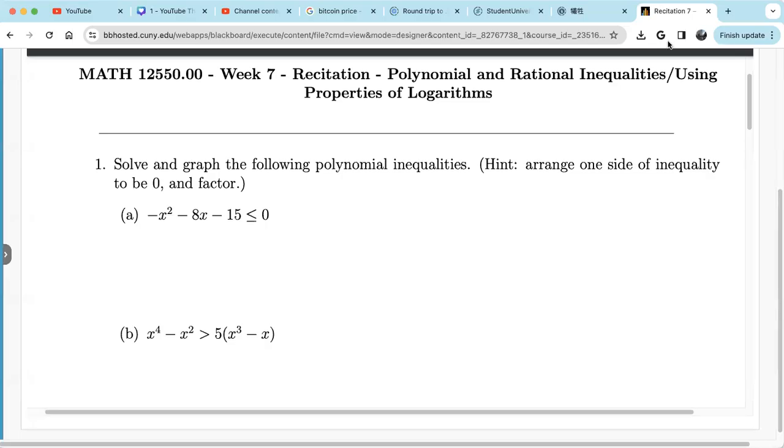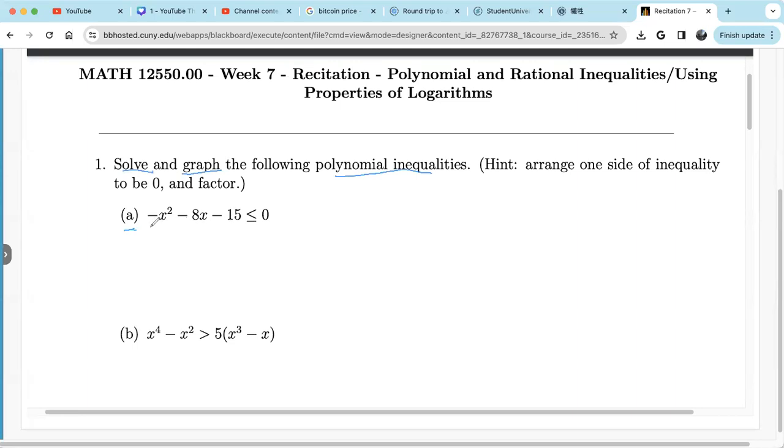Okay, let's work on recitation 7. So we need to solve and graph this polynomial inequality. Let's see, 8. We see every term, we have 3 terms, trinomial, is negative.